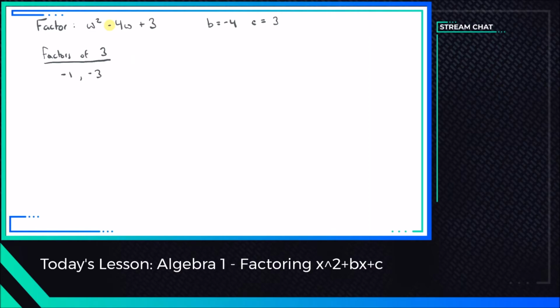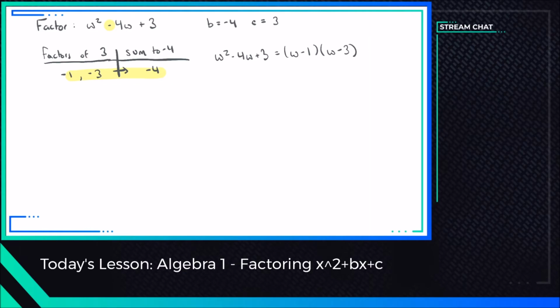That's it. And so you know that those have to sum to negative 4, because negative 1 plus negative 3 is negative 4. So this one's rather straightforward. We're going to say that w squared minus 4w plus 3 is equal to w minus 1 multiplied by w minus 3.